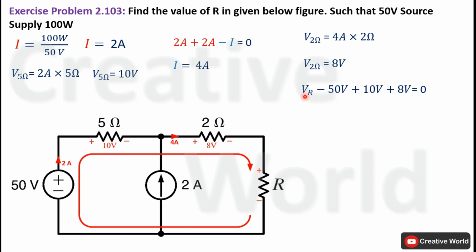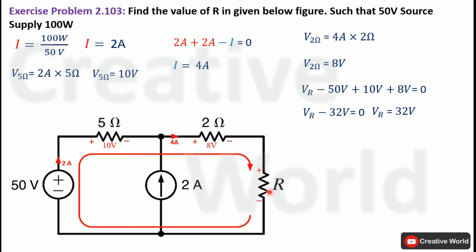Start from here. Current entering terminal is positive, so VR will be taken with positive sign. Next, current entering terminal is negative, so 50 volt will be taken with negative sign. Next, current entering terminal is positive, so 10 volt will be taken with positive sign. And at the end, current entering terminal is positive, so 8 volt will also be taken with positive sign. Now add 8 volt and 10 volt together, their sum will be equal to 18 volt and subtract 18 volt from minus 50 volt, the answer will be minus 32 volt. Place this minus 32 volt on the other hand side of equal to calculate voltage across this resistance R, that will be equal to 32 volt.